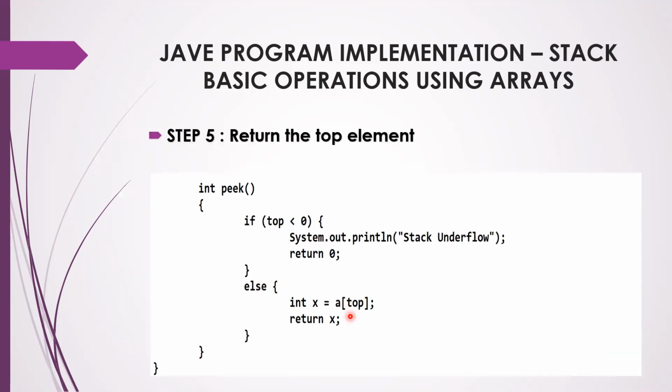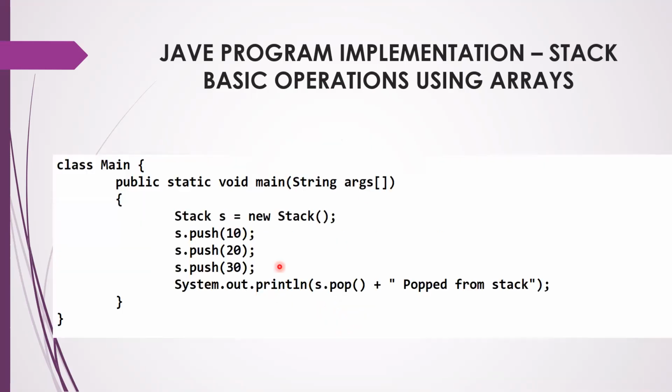Now you just want the top element. You don't want insertion or deletion to occur inside the stack. Then you have to check for the underflow condition, whether there is any element to return. If there is no element to return, it will return 0, that is false. And if there is, it will just give the top element. So a[top] is equal to x and it will return you x. You just want the top element, that's it.